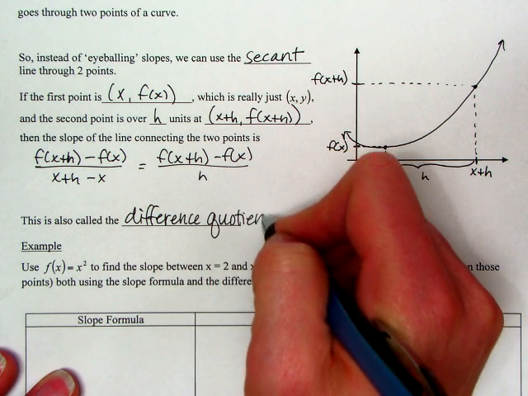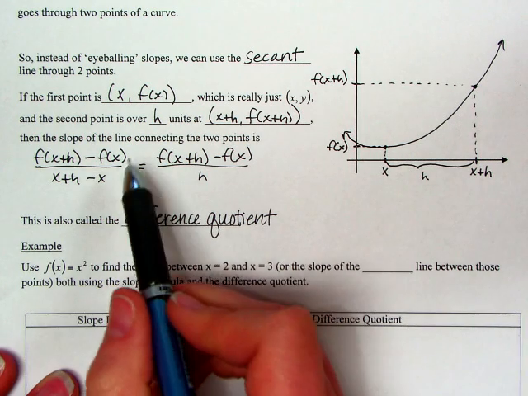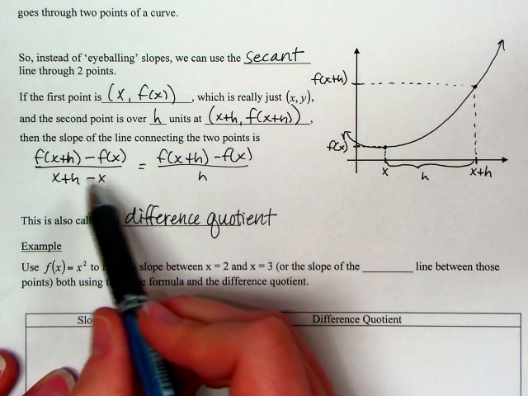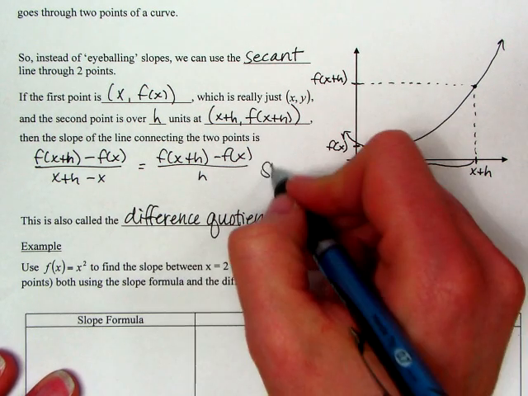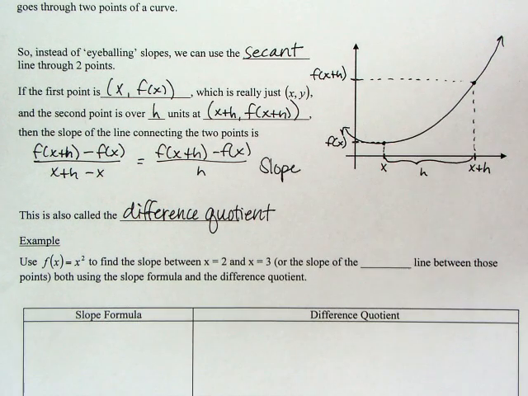Which is really just a fancy word for slope. That is all we just did: y minus y, x minus x. We found slope. So let's use it in an example so you can see how you would use this difference quotient.